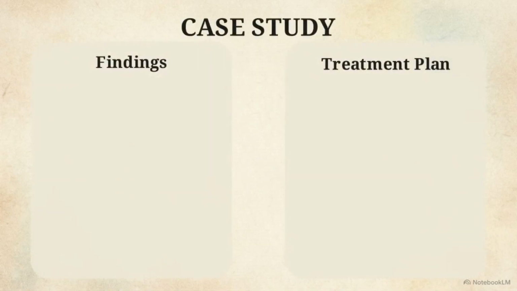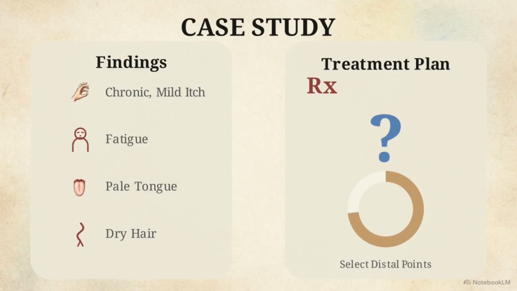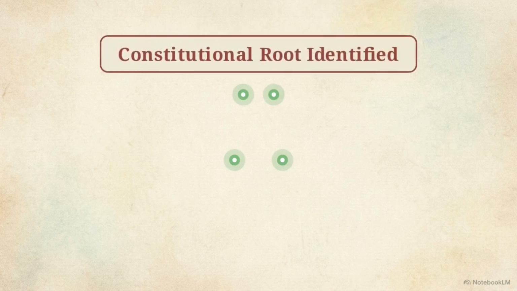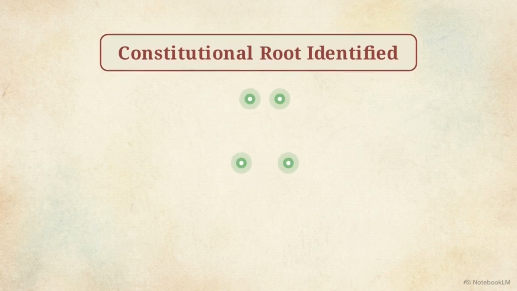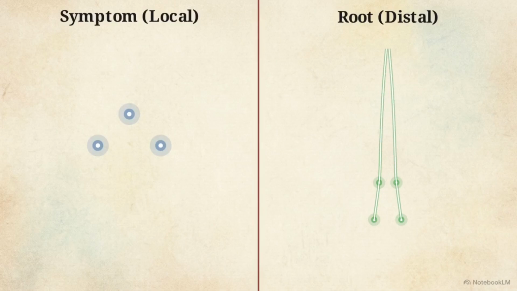Let's test your diagnostic intuition. A patient presents with a chronic mild itch, fatigue, a pale tongue, and dry hair. Based on these findings, which two distal points will you use? The correct points are spleen 10 to nourish the blood and stomach 36 to boost qi. These findings indicate a pattern of blood deficiency generating wind. Local points provide the patient with symptomatic comfort, but these distal selections are what actually resolve the internal vulnerability.